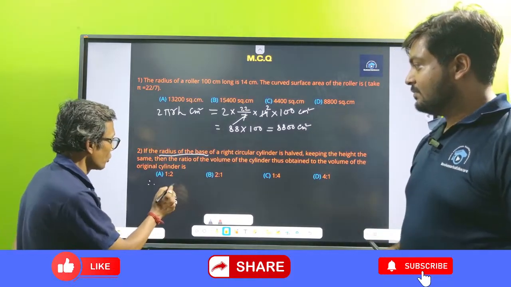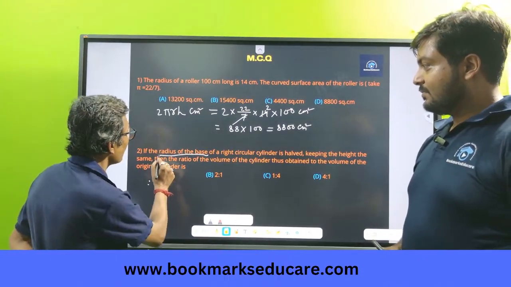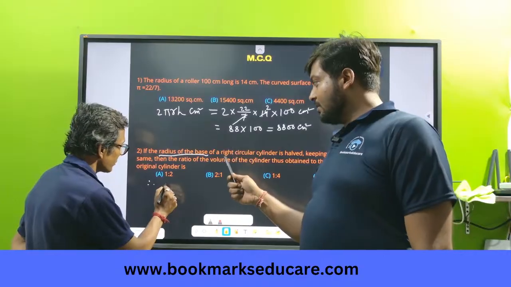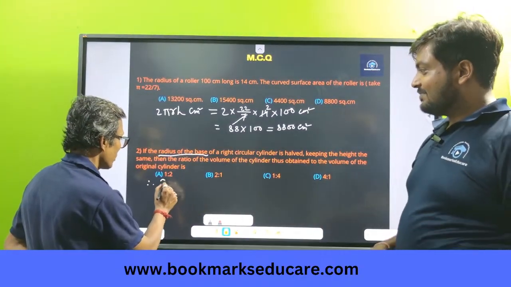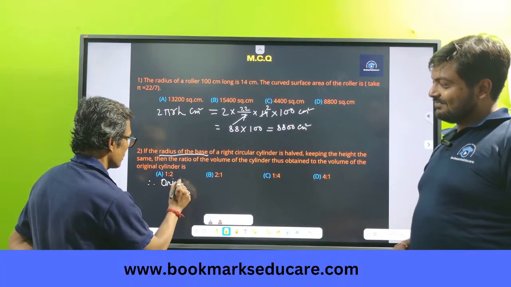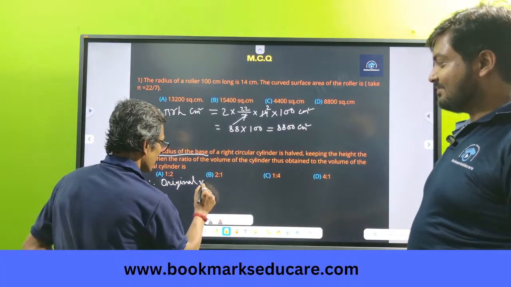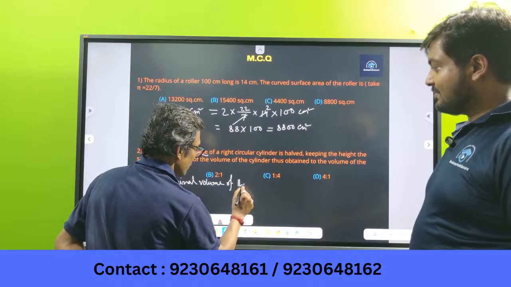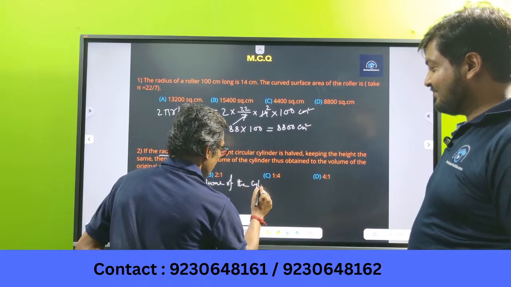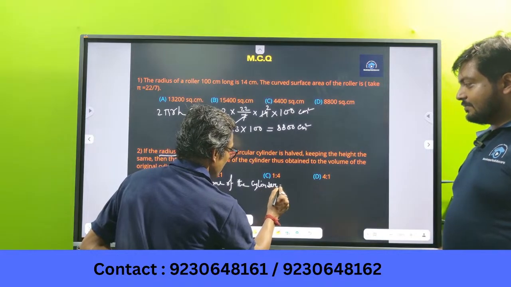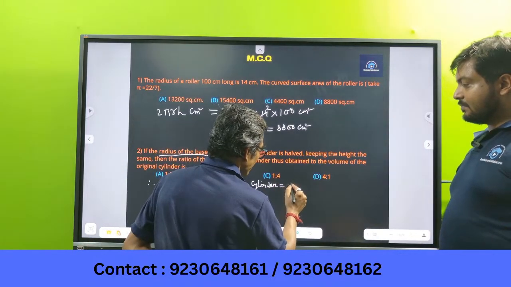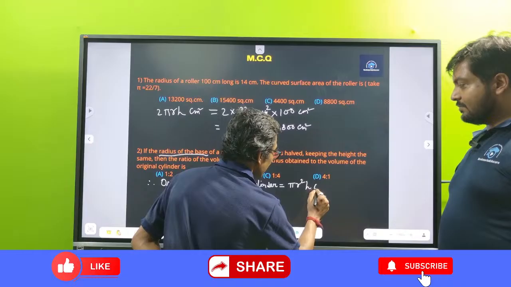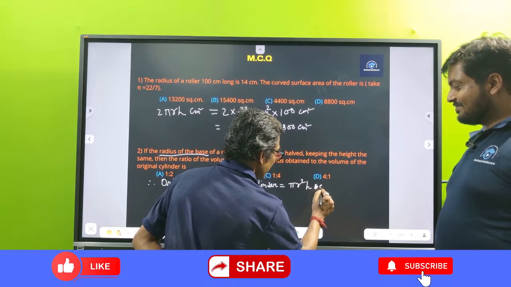So then the volume of a right circular cylinder. First I will find the original volume, which equals pi r square h cubic unit.